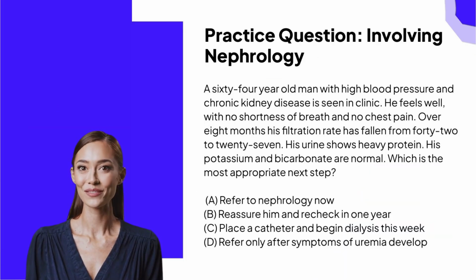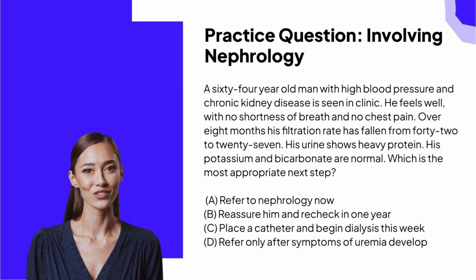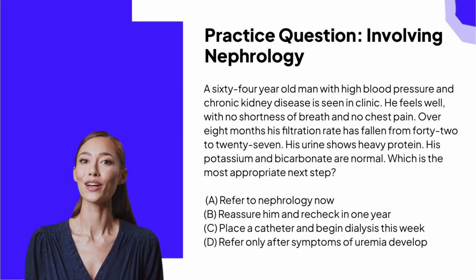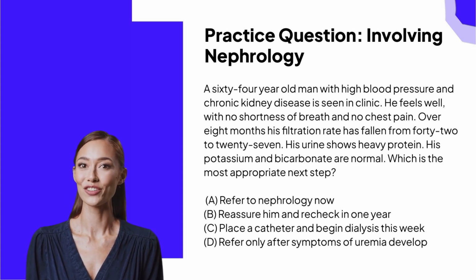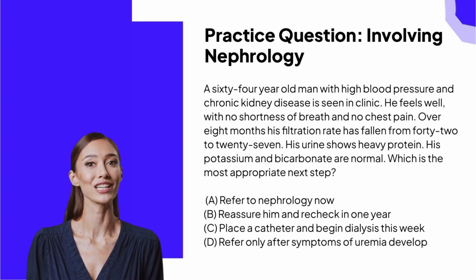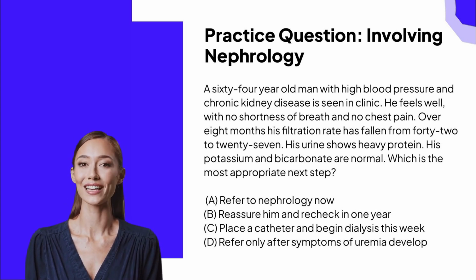Final practice question. A 64-year-old man with hypertension and CKD is seen in clinic. He feels well, no shortness of breath or chest pain, so nothing is acute. Now the trajectory, which is the whole question. Over 8 months, his estimated GFR fell from 42 to 27. His urine shows heavy protein, potassium 4.4 and bicarbonate normal, so his chemistry is stable. He asks whether he needs a specialist, which is most appropriate.